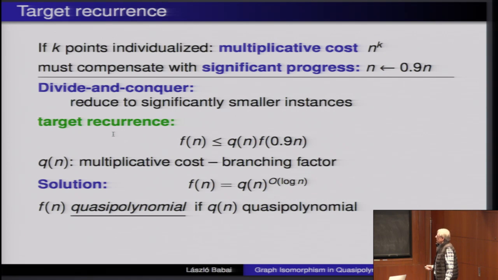Now let's see what kind of... Yes? Reducing the size, you mean one color class will be of size 0.9? I am speaking completely vaguely. Let's have some abstract notion of problem size. And then I have a multiplicative cost, and I am trying to just describe what a divide and conquer approach does to this. And then there will be a concrete realization of how I achieve this kind of reduction. So right now I am just trying to set the goal.